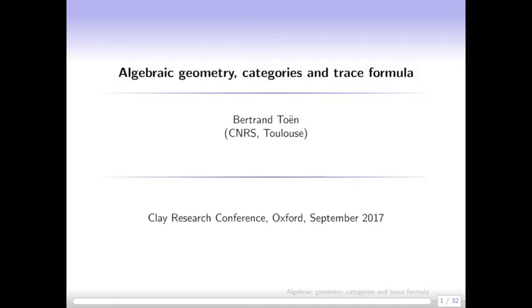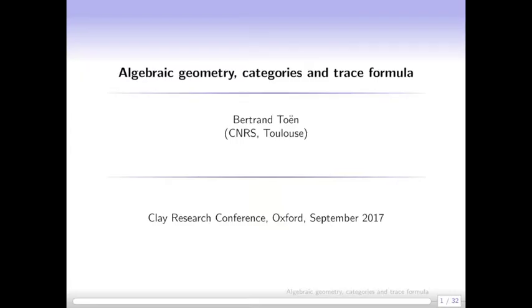I will spend a good part of the talk explaining what it is about, and at the end of the talk, I will explain what the new ideas are to try to prove this conjecture. So let's start with a very fundamental question in algebraic geometry, which is the question of the topology of algebraic varieties.